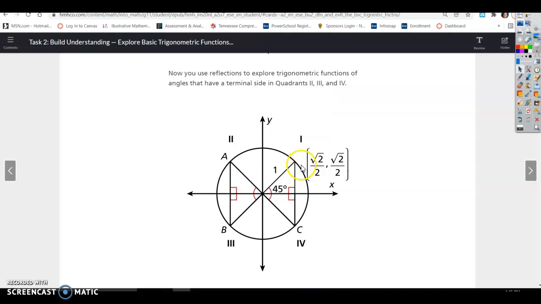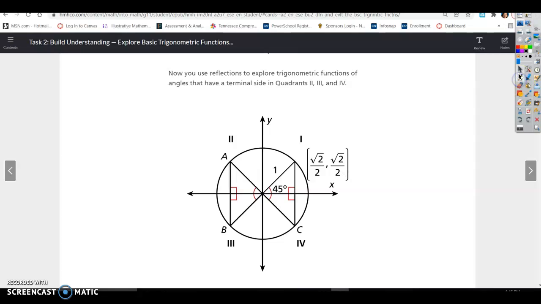and 4. Alright, so if we're looking at a 45, 45, 90 triangle, remember in the previous task, we found that with a radius of 1, because this is a unit circle, 1 unit, then your side lengths are square root of 2 over 2 and square root of 2 over 2. Alright, so now we're going to look at what those same angles would be in the different quadrants.